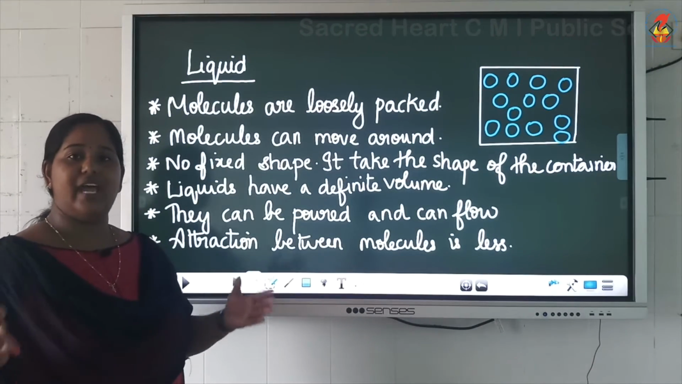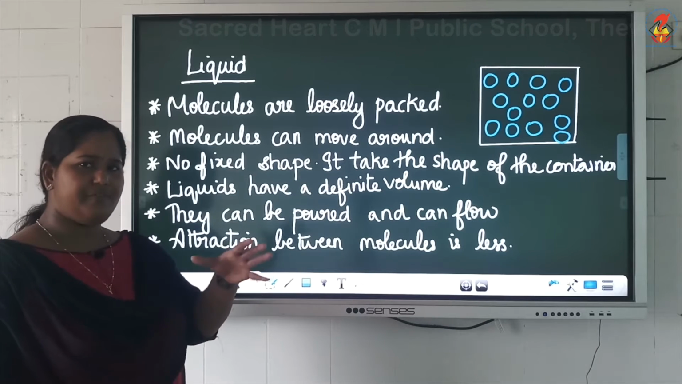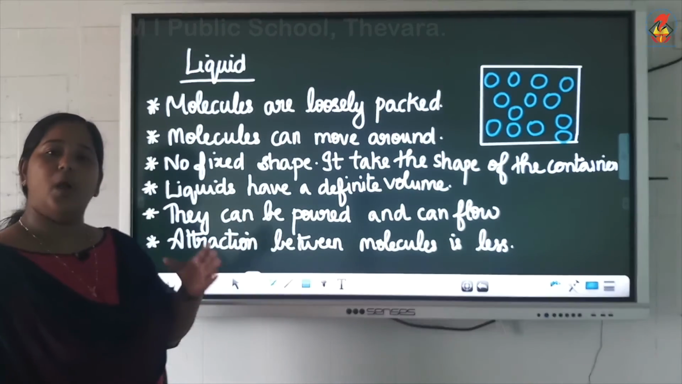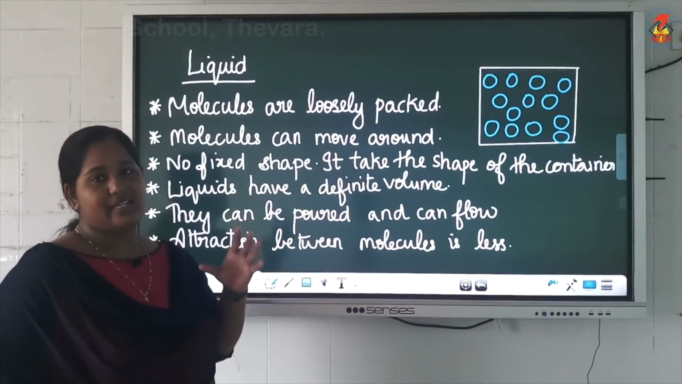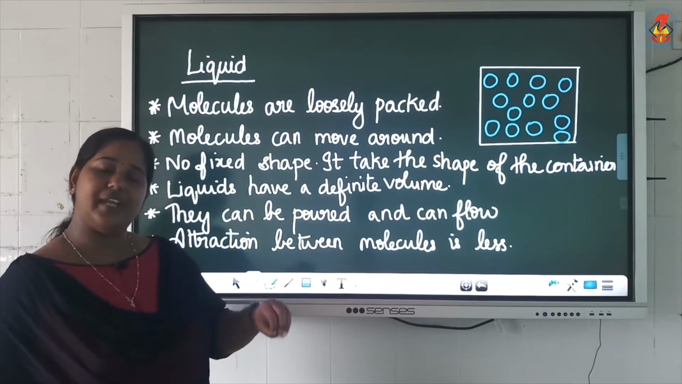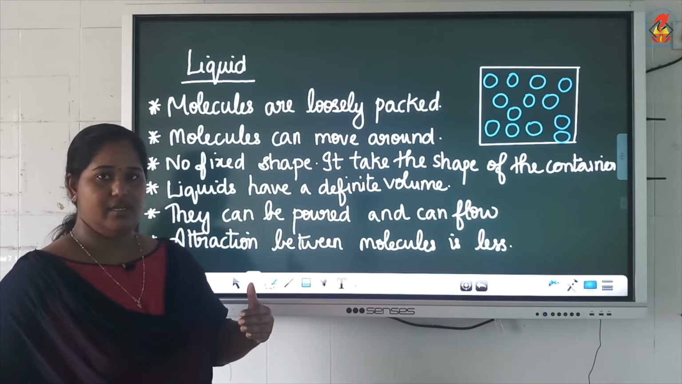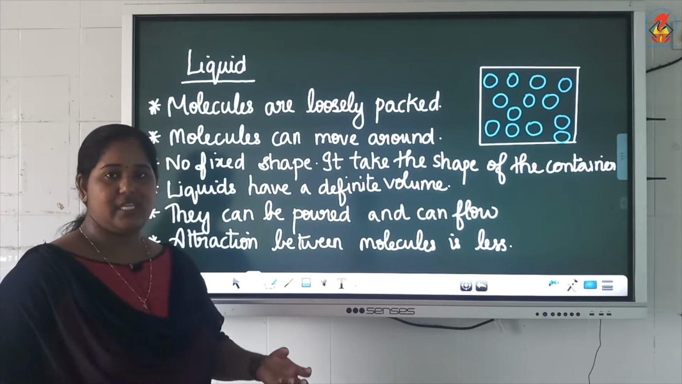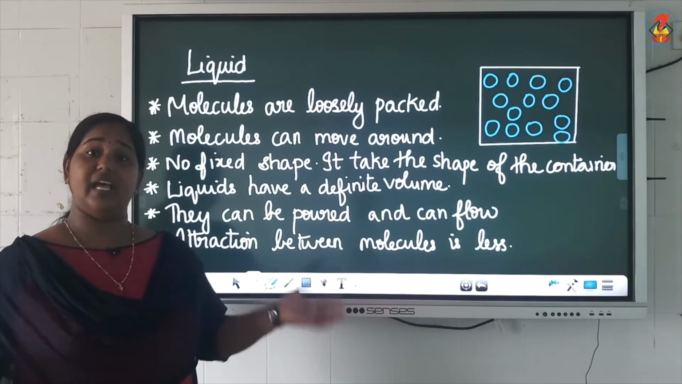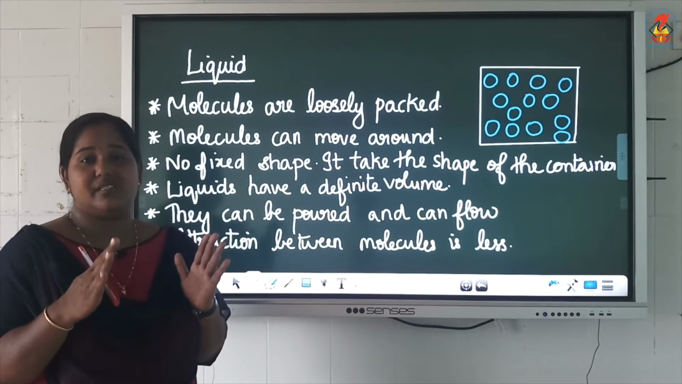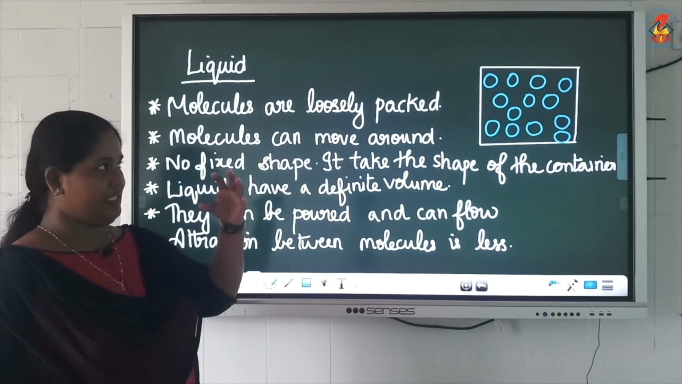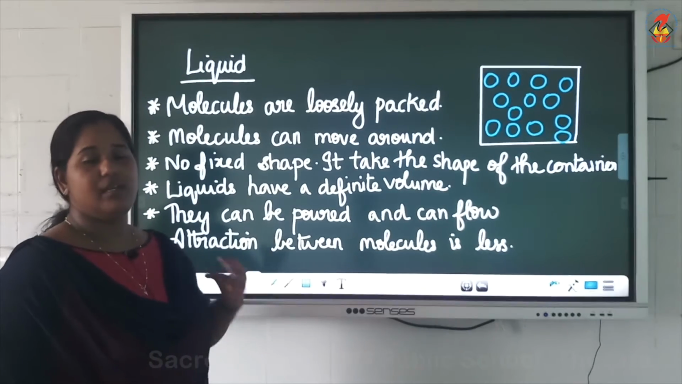Just as I told you, if I ask 3 of you to sit in one bench, the attraction or the bonding between you will be less. Same way here, molecules have space between them. So the attraction between them is less compared to solids. And the molecules are free to move. But there is a limit. They are free to move because they have space. When 3 of you are asked to sit, you are comfortable sitting, you can move your body parts. But if I ask 6 of you to sit together, you are congested. You don't have space to sit. So in liquids, there is enough space, so the molecules can move.